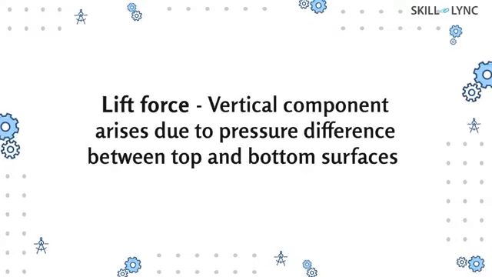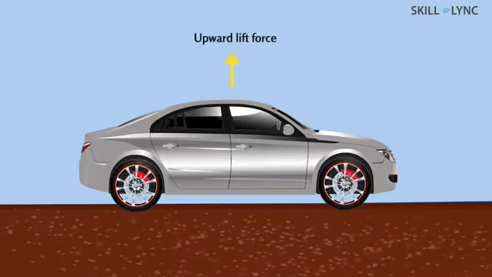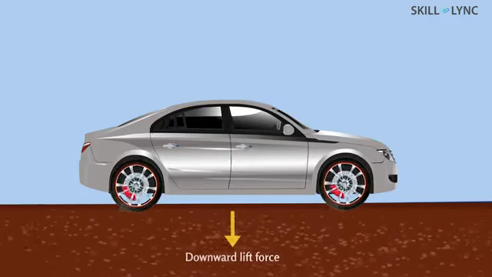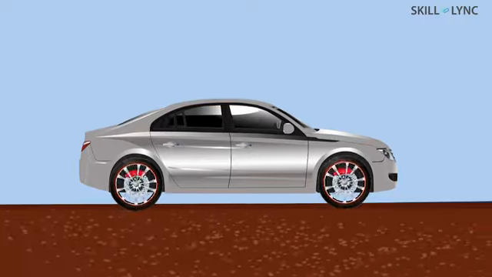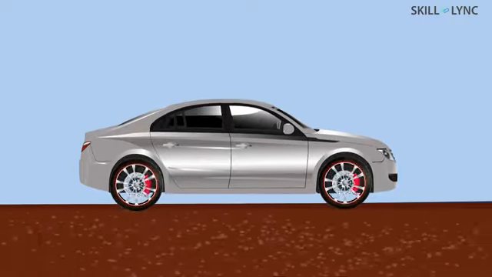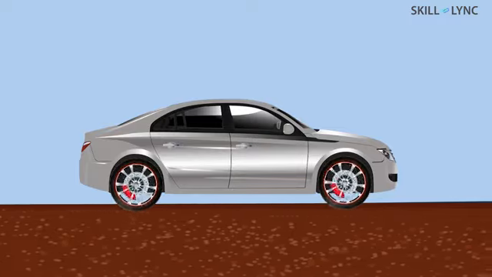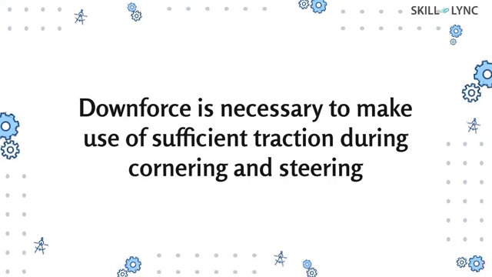Lift force is a vertical force component created due to the pressure difference between the top and bottom surfaces of the vehicle. Depending on the pressure difference, the vehicle can either be lifted or there can be a down force. The upward lift force will tend to lift the vehicle, and downward lift force, also known as down force, will help to increase the traction between the road and wheels. Down force plays a vital role, especially in race cars, as they require traction, especially during cornering and steering.